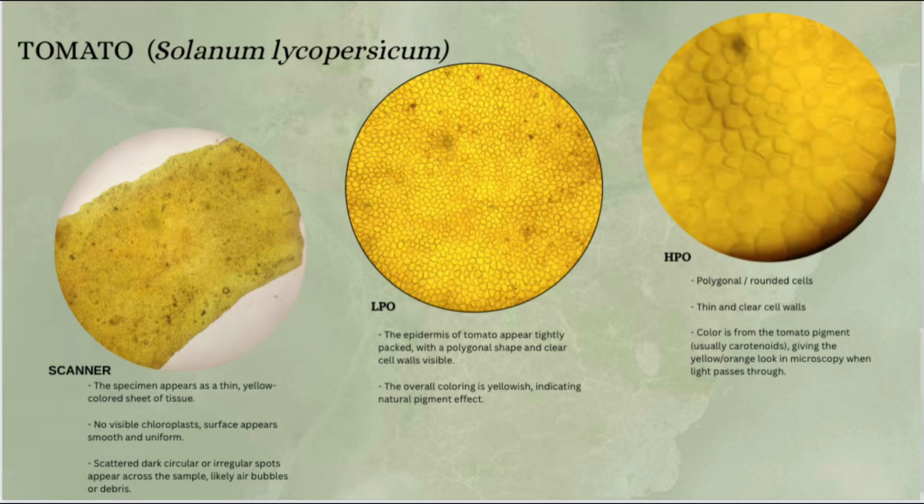In the LPO, the epidermis of the tomato appears tightly packed with a polygonal shape and clear cell walls visible. The overall coloring is yellowish, indicating natural pigment effect. In the HPO, it is polygonal or rounded cells, with thin and clear cell walls. The color is from a tomato pigment, usually carotenoids, giving the yellow-orange look in the microscope when the light passes through.